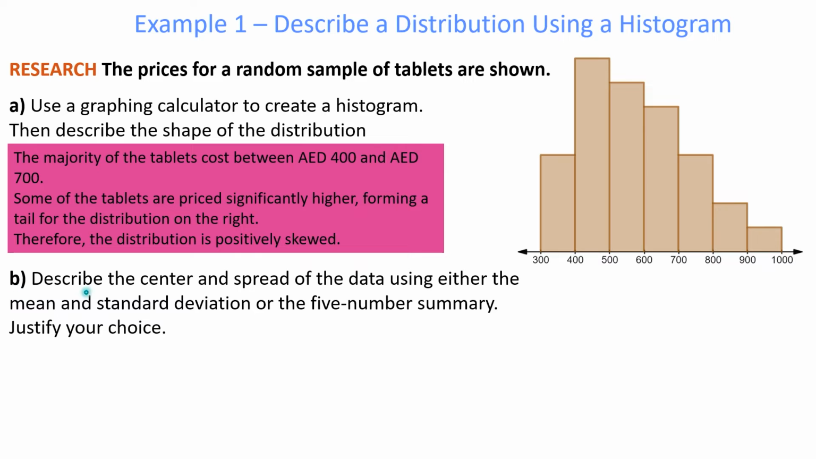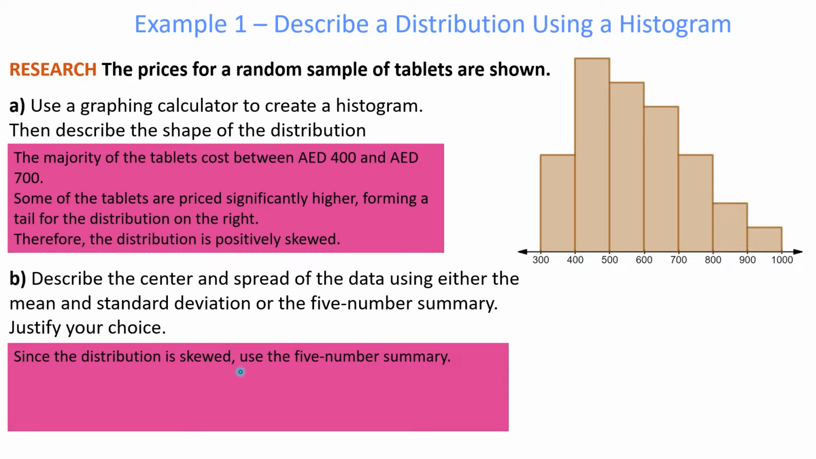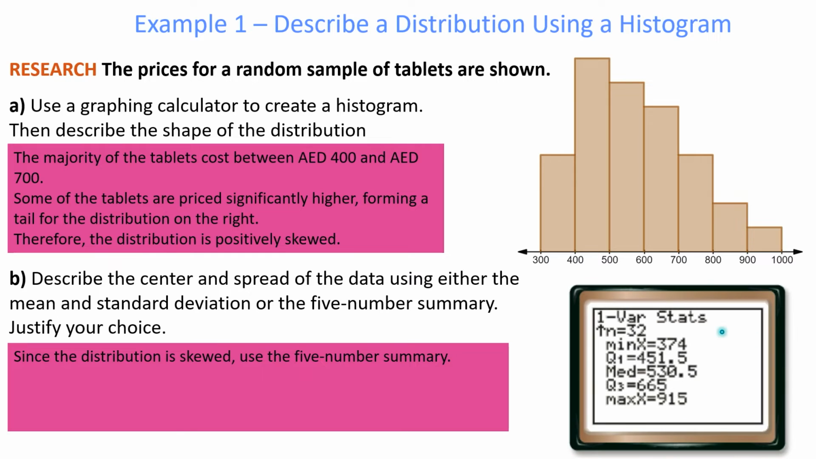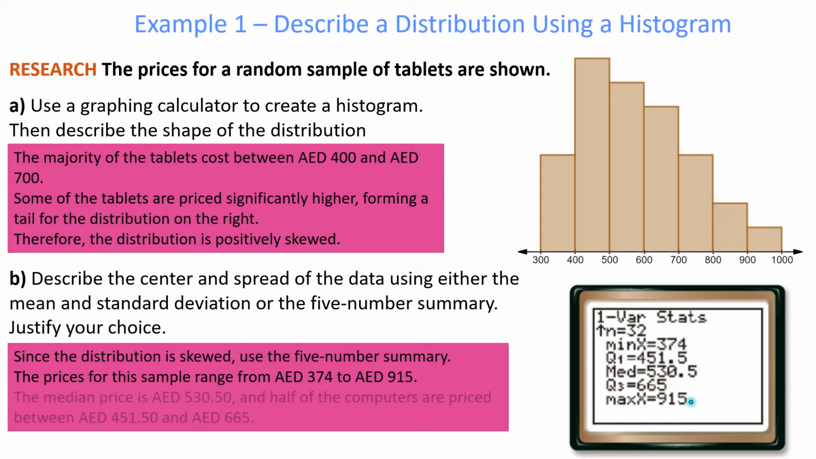Part B, describe the center and spread of the data using either the mean and standard deviation or the 5-number summary, and then justify our choice. So, since the distribution is skewed, we use the 5-number summary, which is over here. Now, the prices range from 374 dirhams to 915 dirhams. The median price is 530.5 dirhams, and half of the computers are priced between 451.5 dirhams and 665 dirhams.